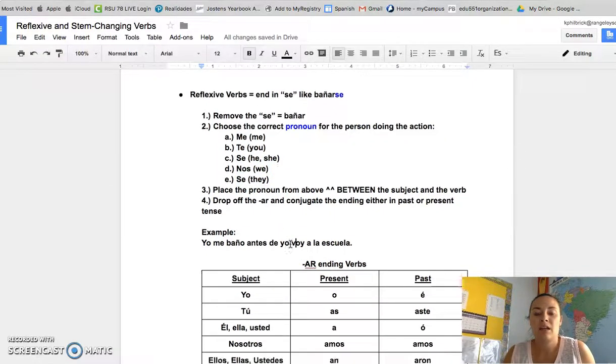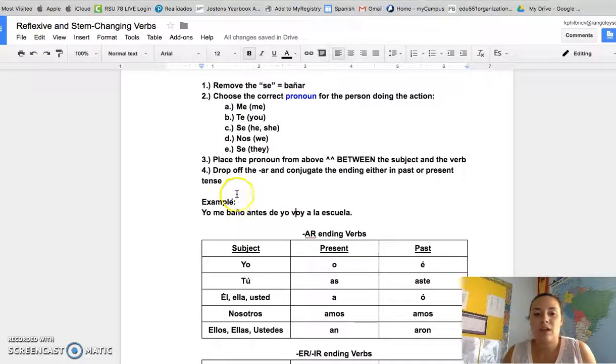Okay, so then you drop off the AR ending that you're left with, bañar, up here. Drop that AR ending off, and then conjugate it to whoever's doing the action. So the example that I gave you, okay, pretend this was bañarse right here. Okay, you can't have yo bañarse in a sentence.